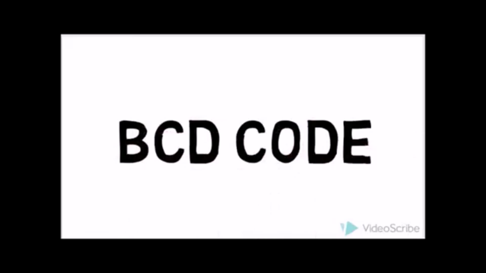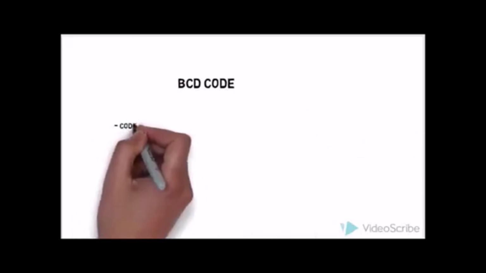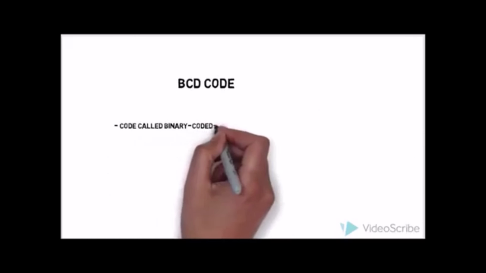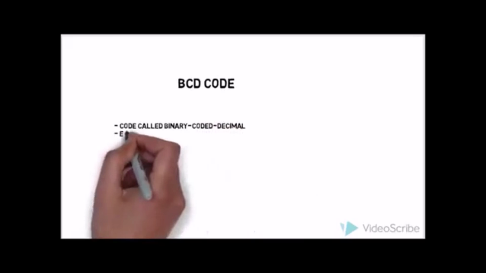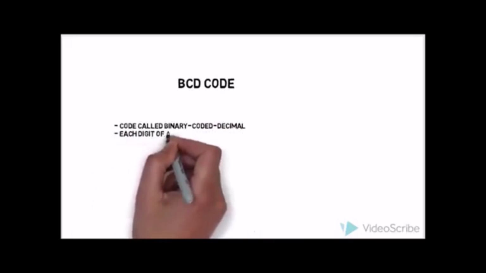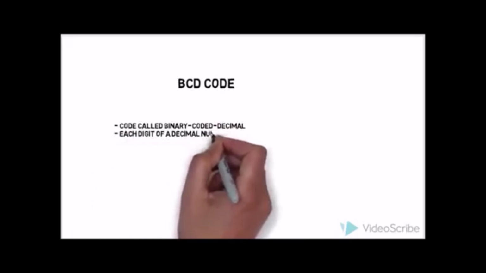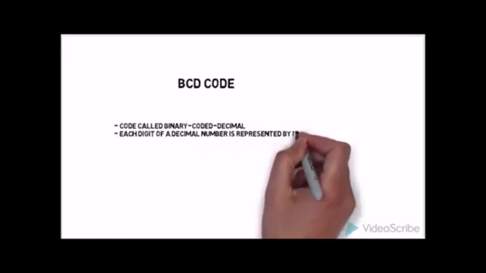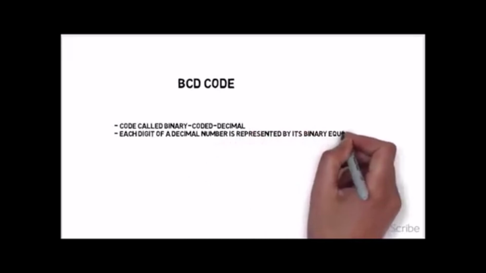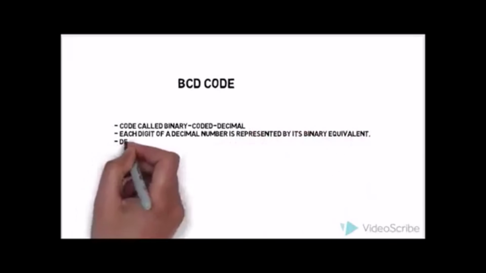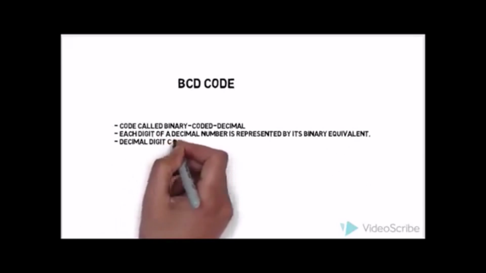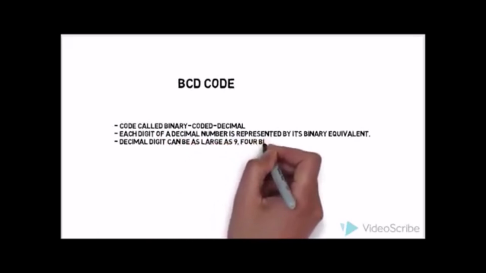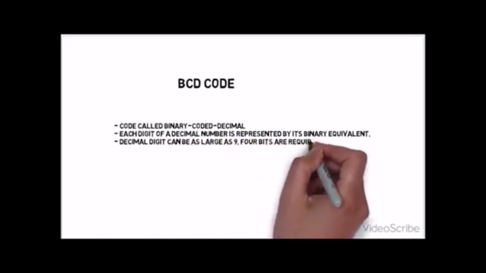Then we have the BCD code. This is also called binary coded decimal code. If each digit of a decimal number is represented by its binary equivalent, the result is this code. Since the decimal digit can be as large as 9, 4 bits are required to code each digit. I will put an example later of how to turn a decimal number into this code.